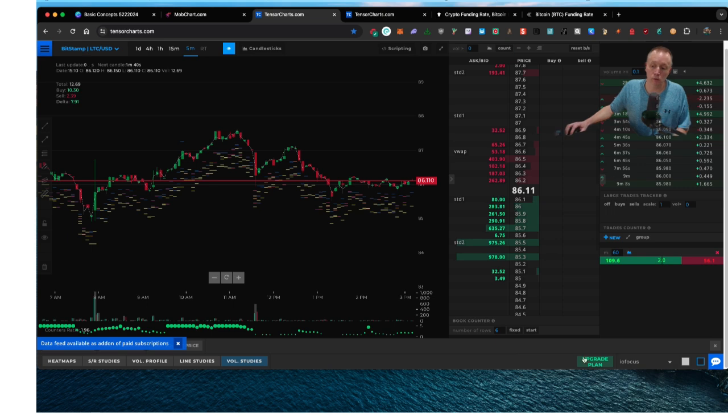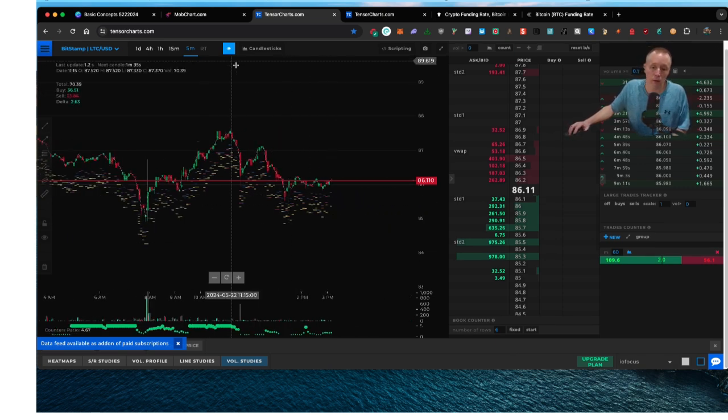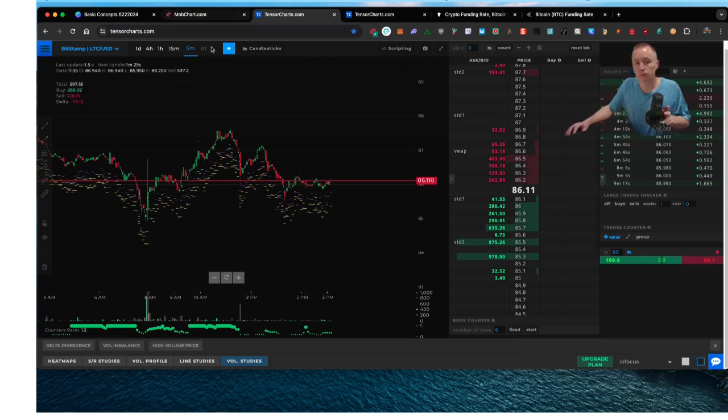And here's another one I really like called Tensor Charts. Very similar, right? We can look at heat maps, we can look at delta, and we can look at things like open interest. You can even use vWAP in some of these if you wanted to.